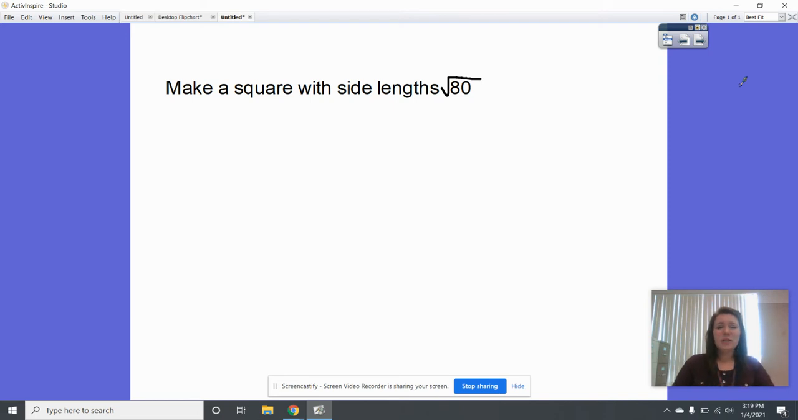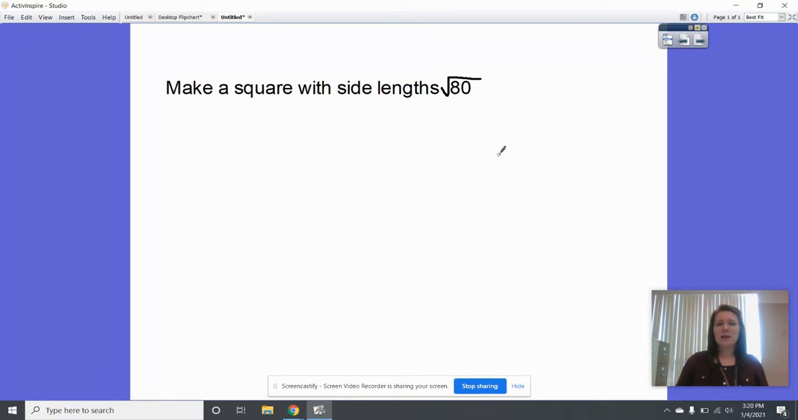Hi, today we're going to talk about how to draw a square when we're asked to draw a square that doesn't have really nice numbers for side lengths. So in this case, we have to draw a square with side lengths of the square root of 80. Now, generally, when we're asked to do this, we are given a grid or a coordinate plane or some kind of graph system, and then we can draw on that graph.